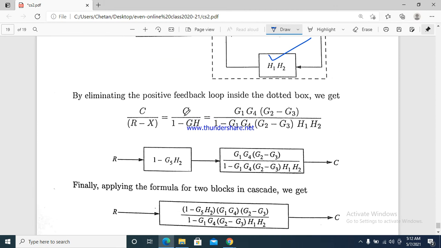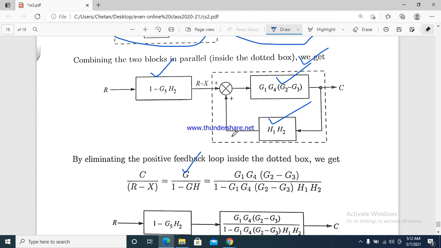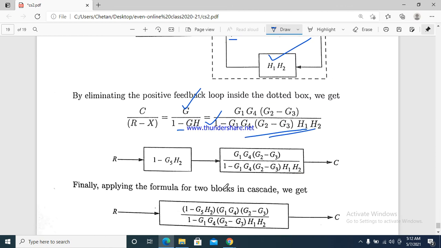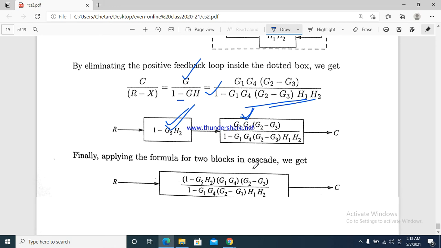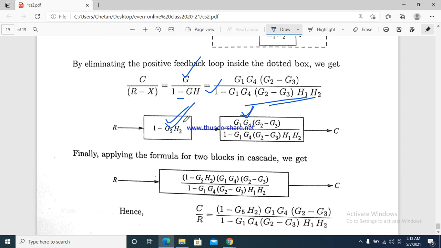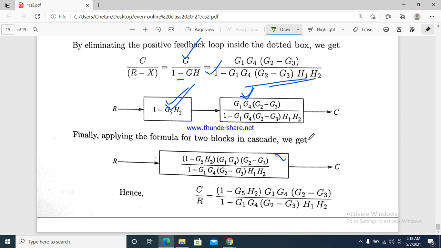So now this G of s by 1 plus G of s into H of s, here it is plus, so it should take minus G into H, you will get this value. And 1 minus G5 into H2. If you multiply this value with this value, you will get C by R equal to. If you multiply this one with this, you will get this. You will get C by R equal to this expression.